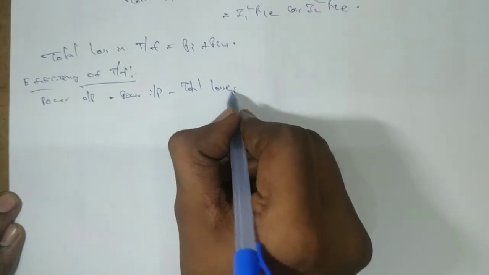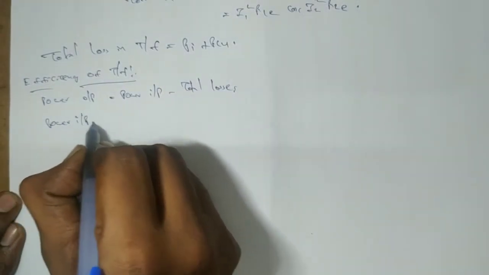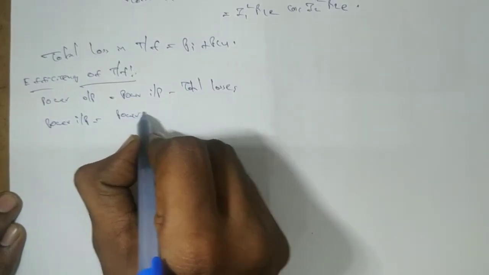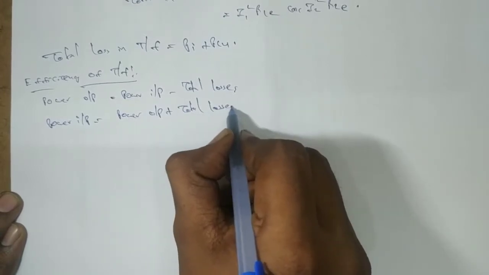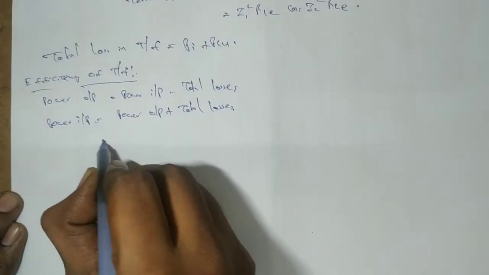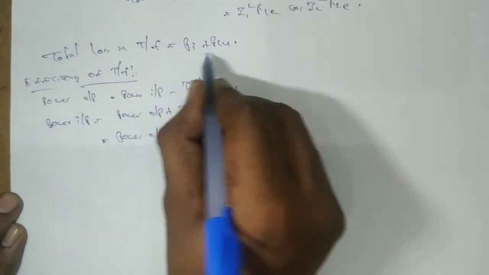And from this we can also write that power input is equal to power output plus total losses. And total losses is nothing but the combination of iron losses plus copper losses. So, power output plus Pi plus PCU.